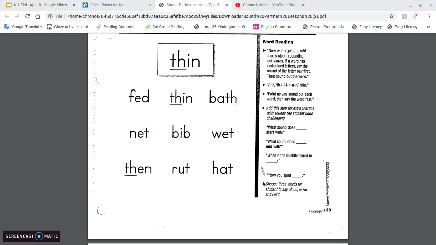And then again, you have to choose 3 words. I would definitely pick at least 2 of the words that have the TH sound so they get used to listening for that and then spelling it, and then maybe reviewing one of these other words.